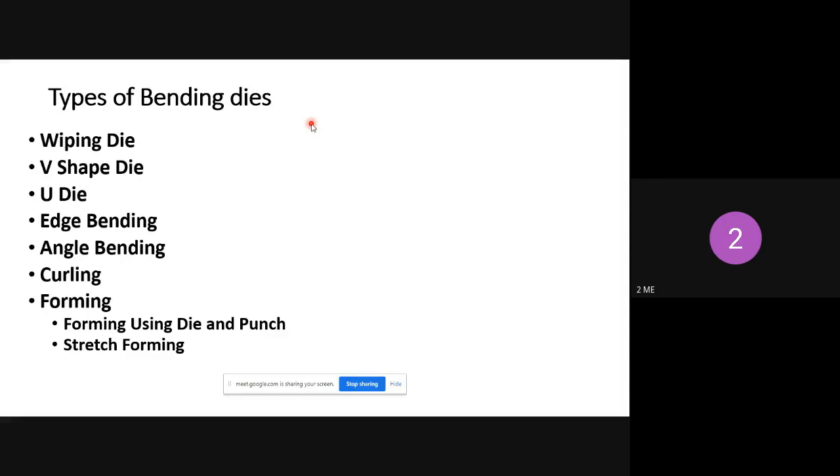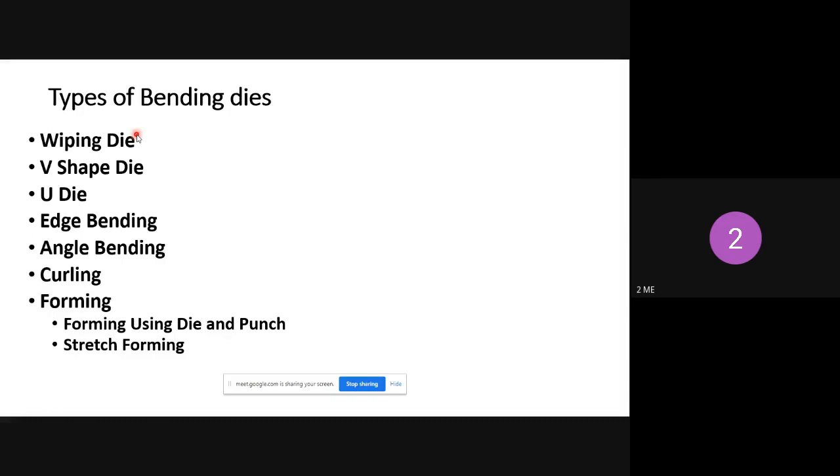Here, wiping die. Wiping die is also called as edge bending. Both are the same. Sometimes in the exam they will ask, explain with a neat sketch wiping die. Sometimes they will ask, with the help of a sketch, explain edge bending. So both questions are the same. Please note down, wiping die as well as edge bending, both are the same.